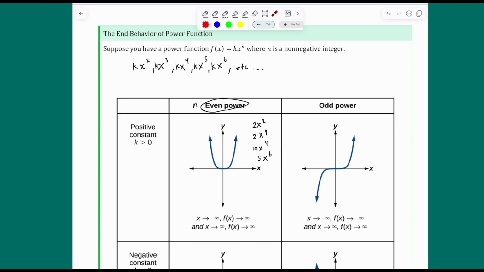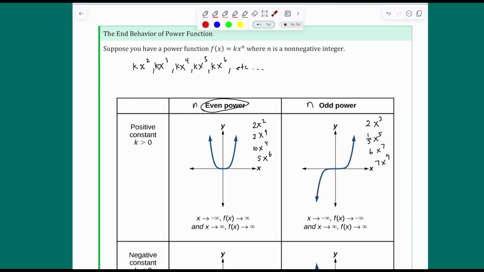All right, so then if n is an odd power, and k, the coefficient, is positive, for instance, we could have something like 2x cubed, maybe 1/5 x to the fifth power, 6x to the seventh power, like 7x to the 9. Then it's going to look like this. We're going to get a behavior that looks very similar to this graph here.